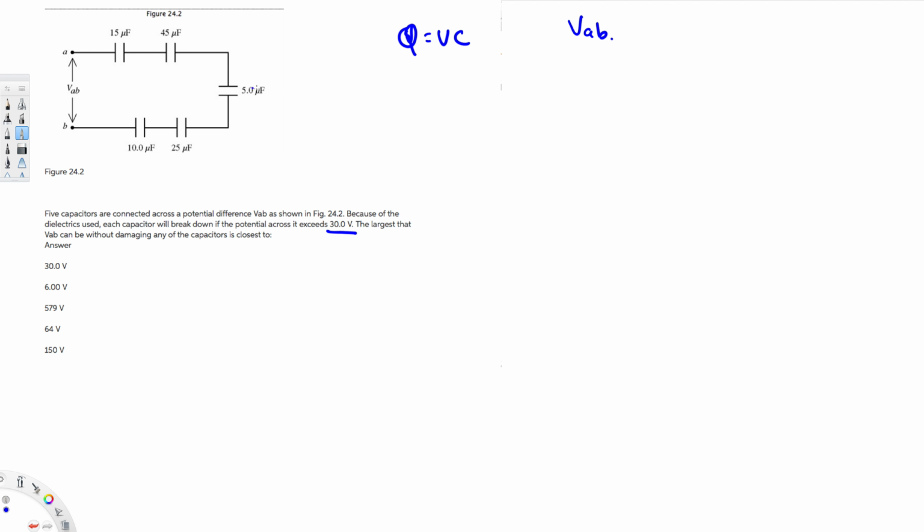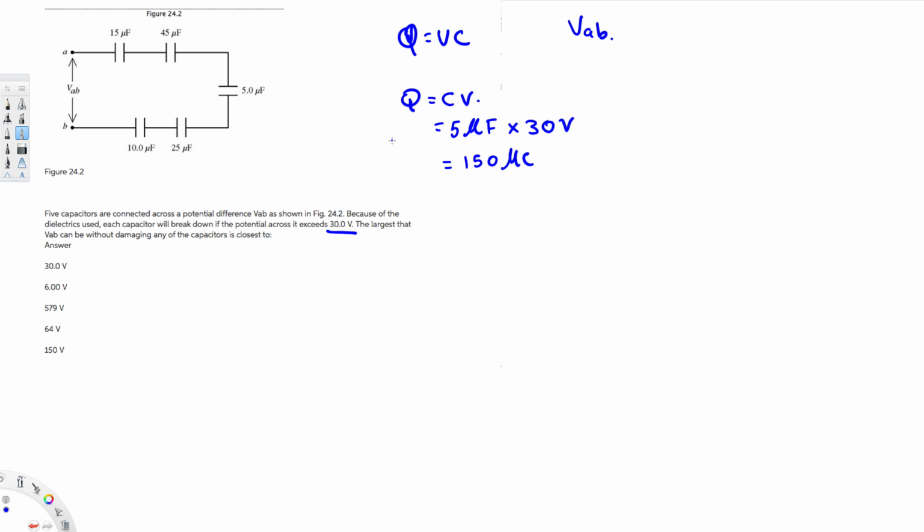If we find one charge, we know that this is a series, so the charge is going to be the same across the circuit. So let's find the charge right here using Q is equal to CV. We know that this is 5 microfarad, so it is 5 microfarad times the voltage, which is 30 volts. That gives us 150 microcoulomb. So this is what we have. Now we have the charge.